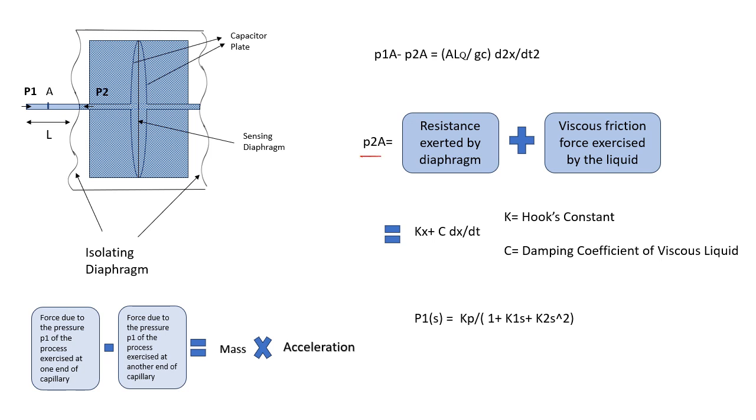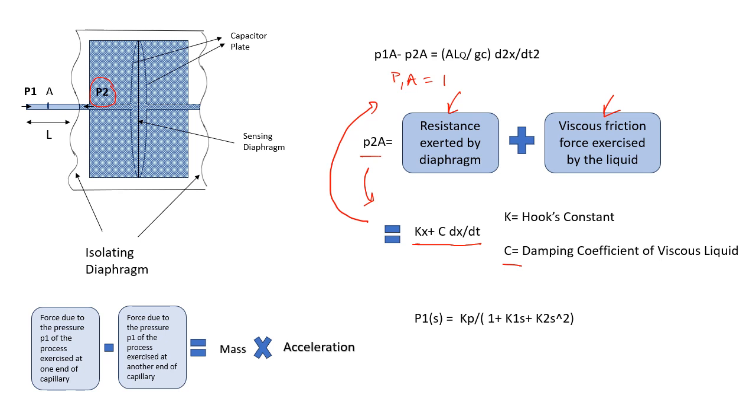Further, this pressure P2A is equal to the resistance exerted by the diaphragm plus the viscous force exerted by the liquid. Now, if K is the Hooke's constant and C is the damping coefficient, then this P2A will be equal to Kx plus C dx/dt, right? So we can put this formula here. Then P1A will become P2A plus this portion.